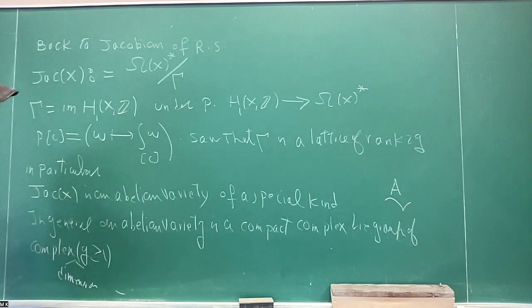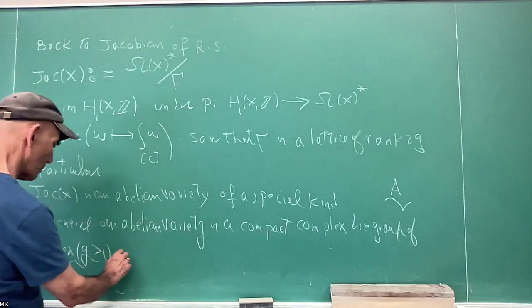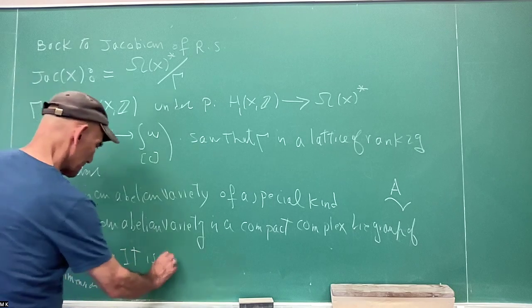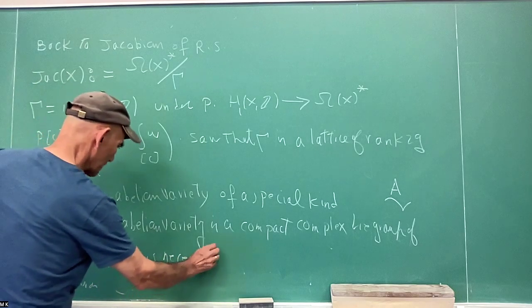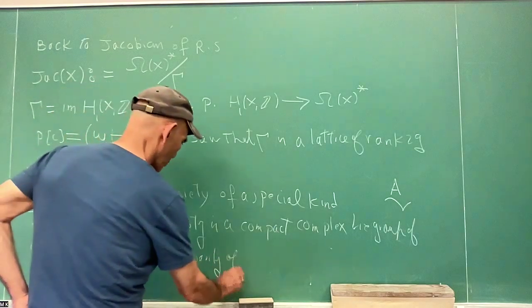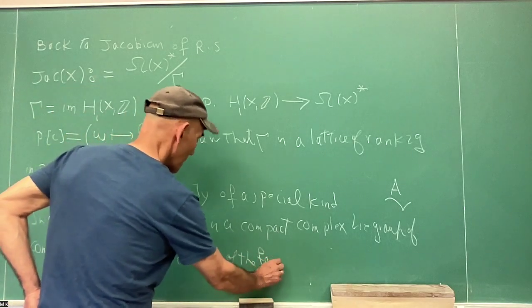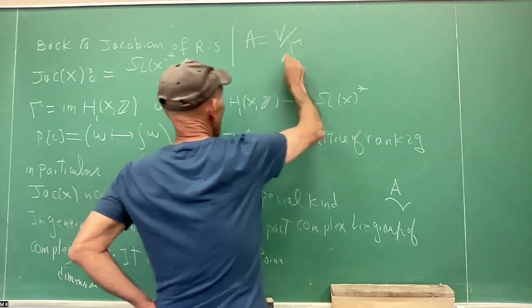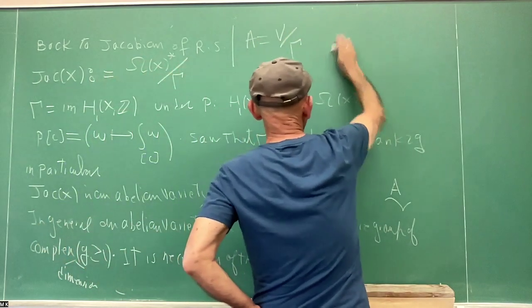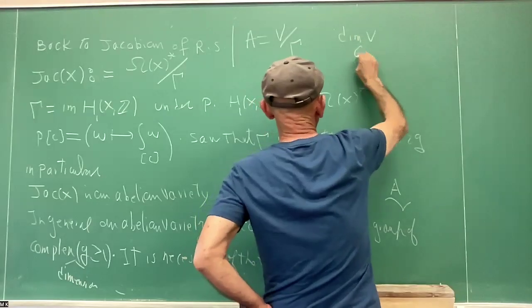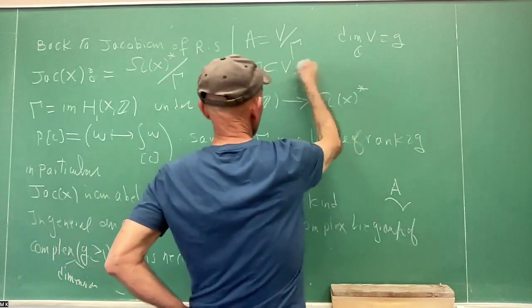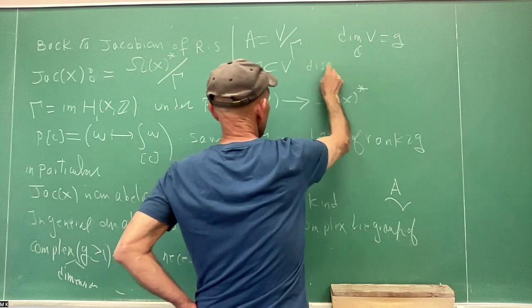and it turns out that it is necessarily of the form, you can prove it, it's not difficult, A is always V divided by Gamma, where V is a complex vector space of dimension g, and Gamma, a subset of V, is a discrete lattice of rank 2g.